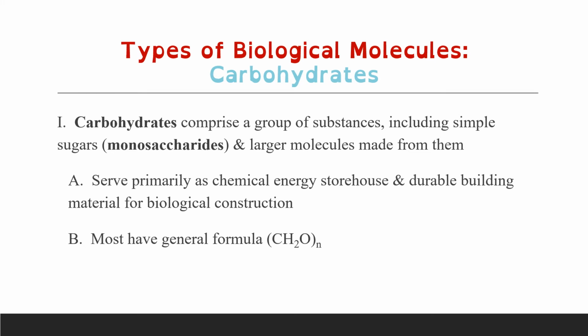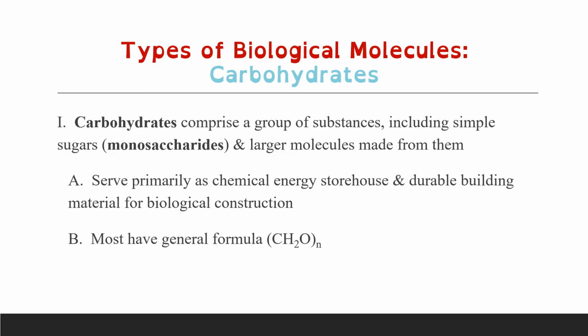Next biological molecule is the carbohydrates. So carbohydrates, or what is also known as glycans, comprise a group of substances including simple sugars or monosaccharides and larger molecules made from them. So they serve primarily as a chemical energy storehouse and durable building material for biological construction. And most of them have the general formula of CH2O.